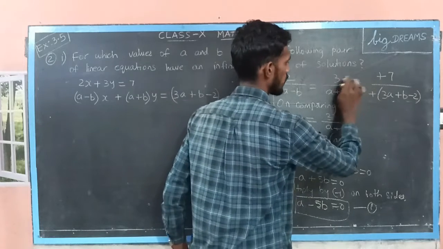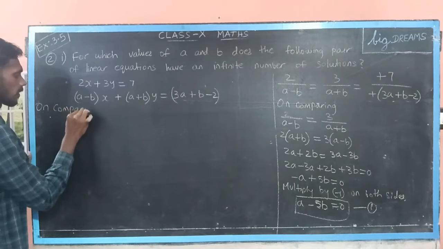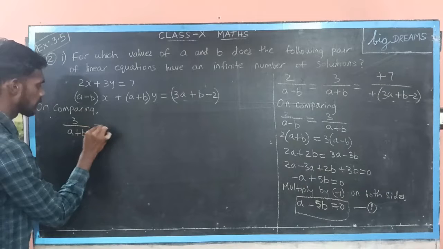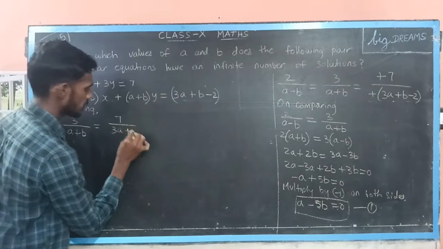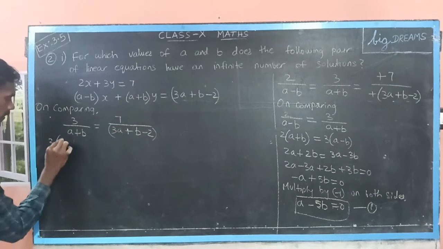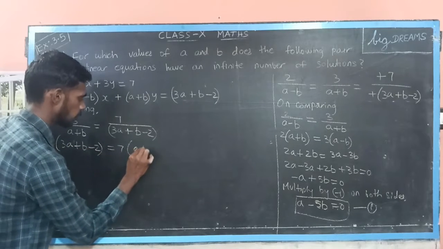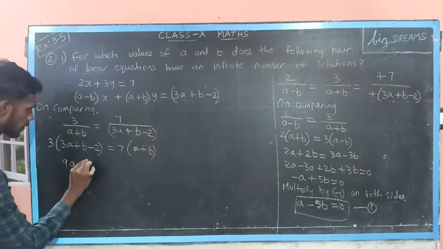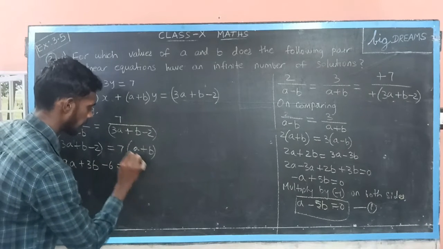Then I am going to compare these two expressions. On comparing, 3 by (a plus b) is equal to 7 by (3a plus b minus 2). So just cross multiply: 3 into (3a plus b minus 2) is equal to 7 into (a plus b). Which is 3 into 3a, 9a, 3 into b, plus 3b, 3 into minus 2, minus 6, is equal to 7a plus 7b.